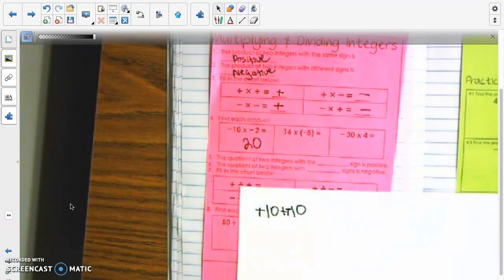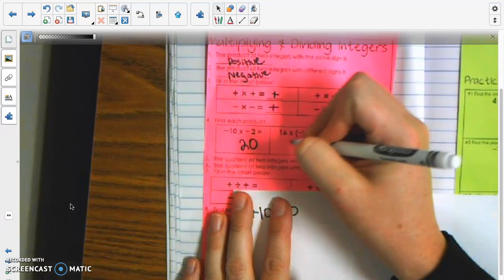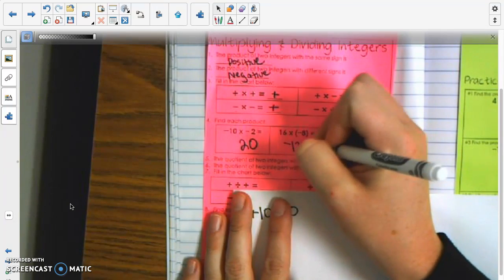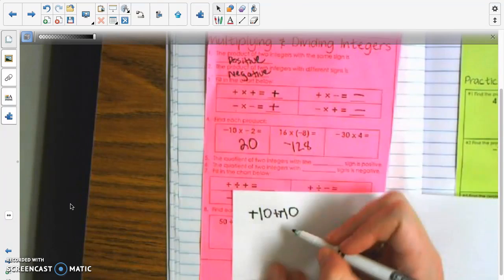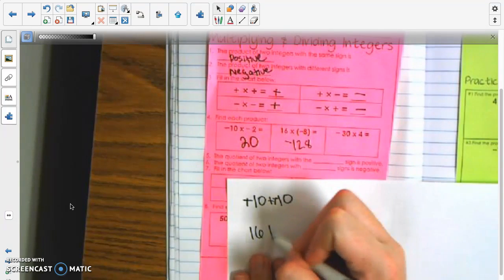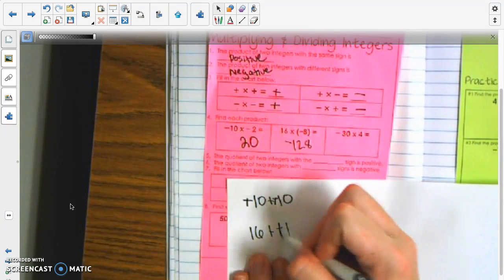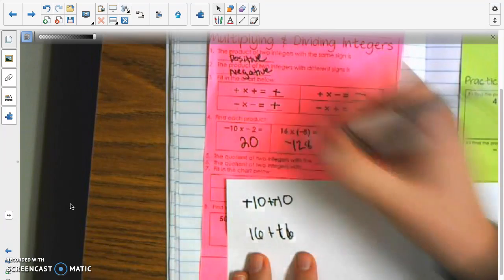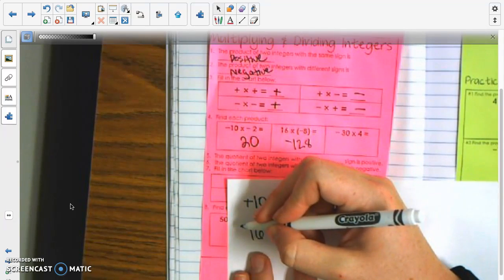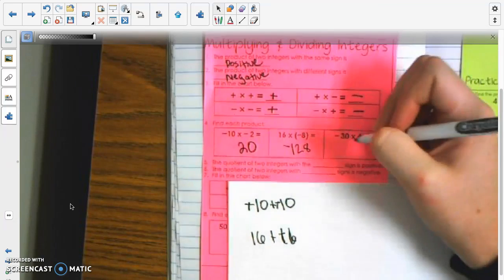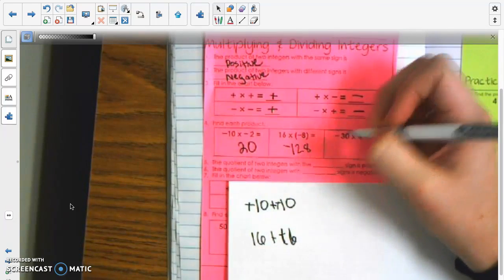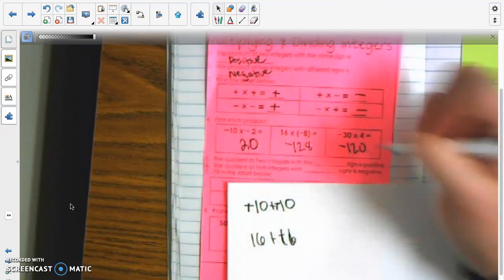So here we're going to do the next. We're going to do 16 times negative 8, and we're going to get negative 128 because I'm going to write 16 out. Well, I'm not going to write it 8 times, but we could write it, and then we're going to do the opposite because the opposite of positive 16 would be negative 16. Negative 30 times positive 4 would be negative 120.